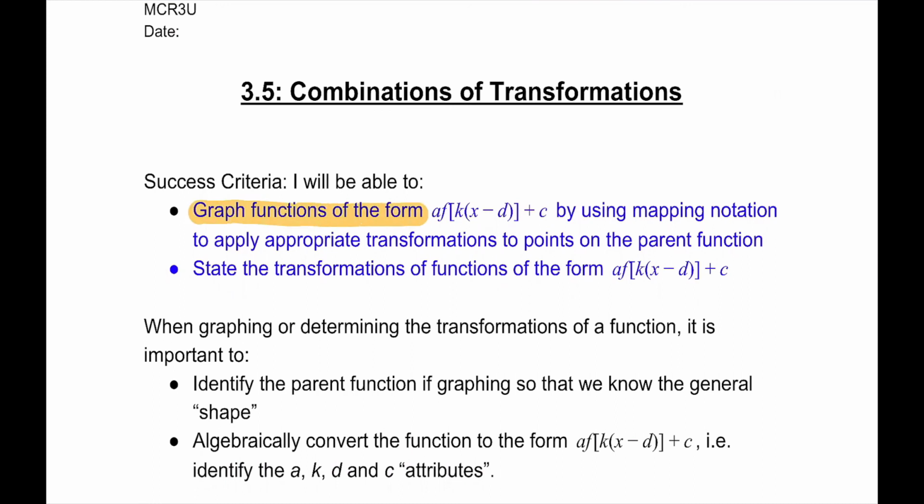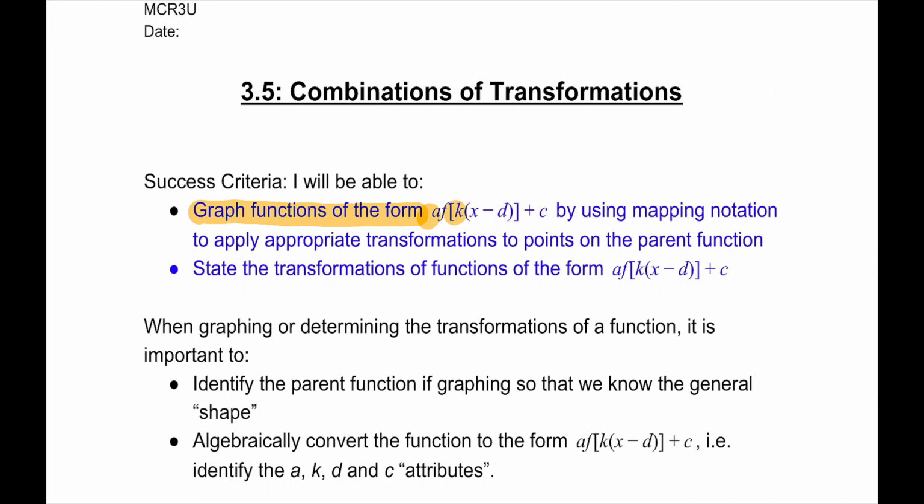So let's talk about this generic form, when we have a function f of x, we have something multiplied on the outside, so that's our a attribute. And again, that's going to cause either a vertical compression or stretch or reflection, times f of k. So again, we're multiplying something to x inside our function. So this is either going to cause a horizontal compression or stretch, or horizontal reflection.